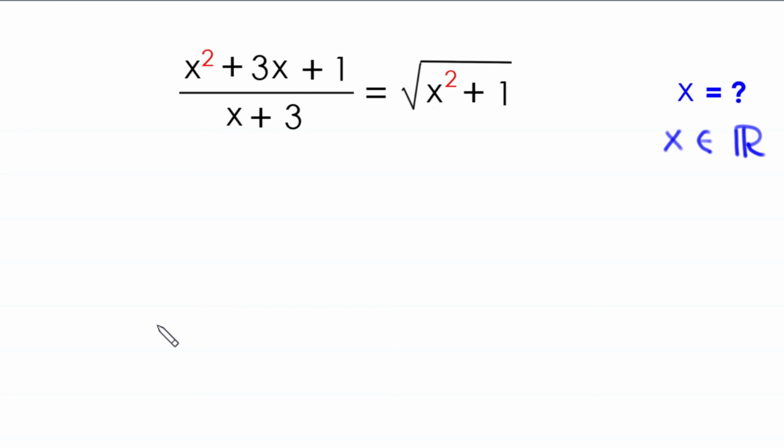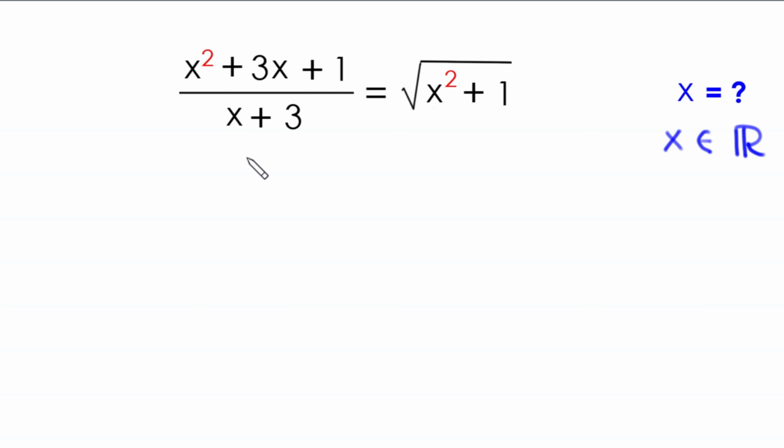Hello everyone, welcome to how to solve this very nice radical equation: (x squared plus 3x plus 1) divided by (x plus 3) equal to the square root of x squared plus 1. Our job is to find all possible values of x such that x is a real number.